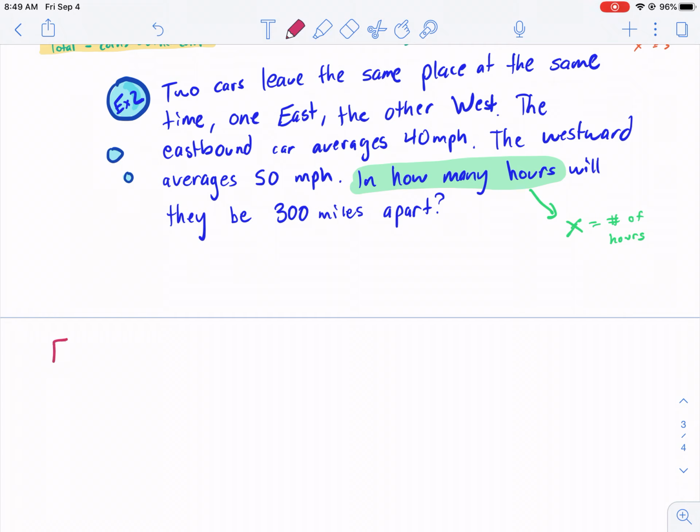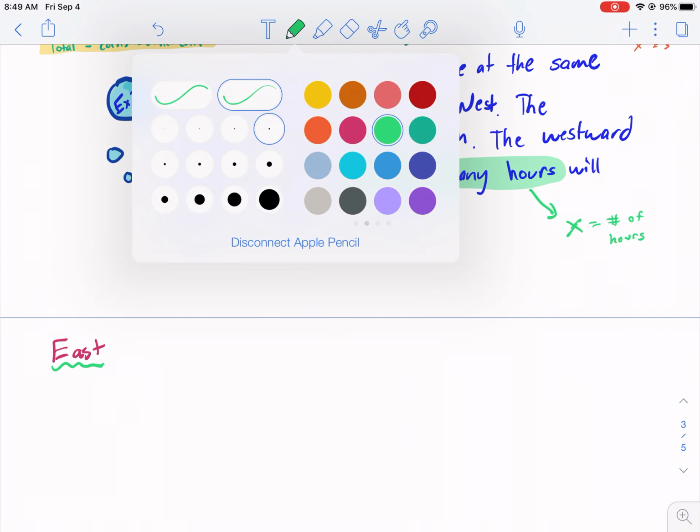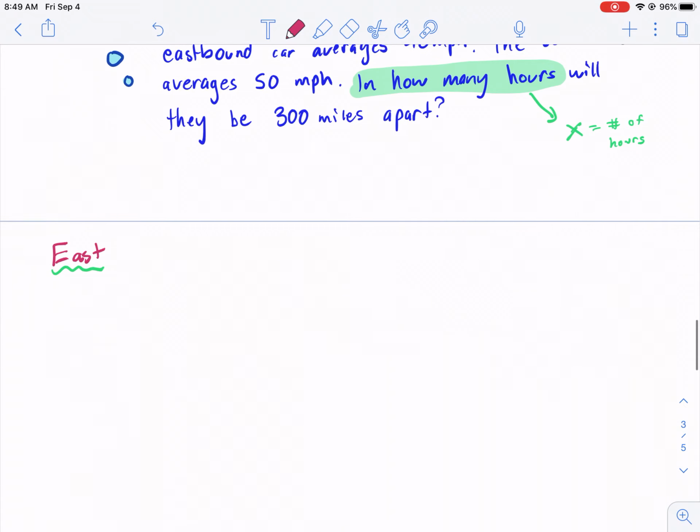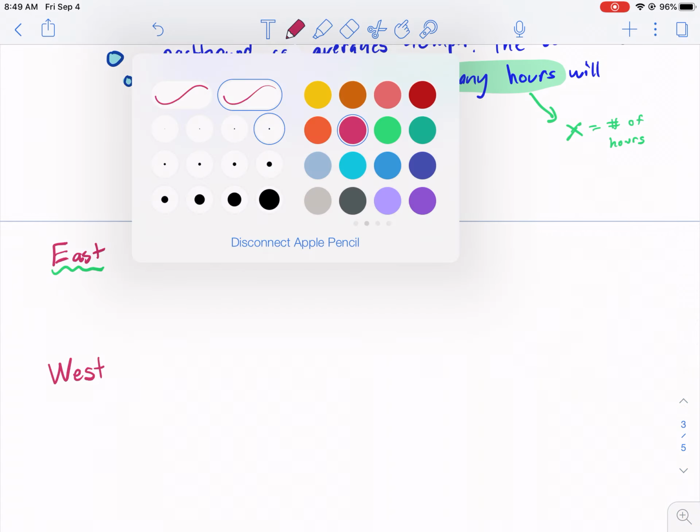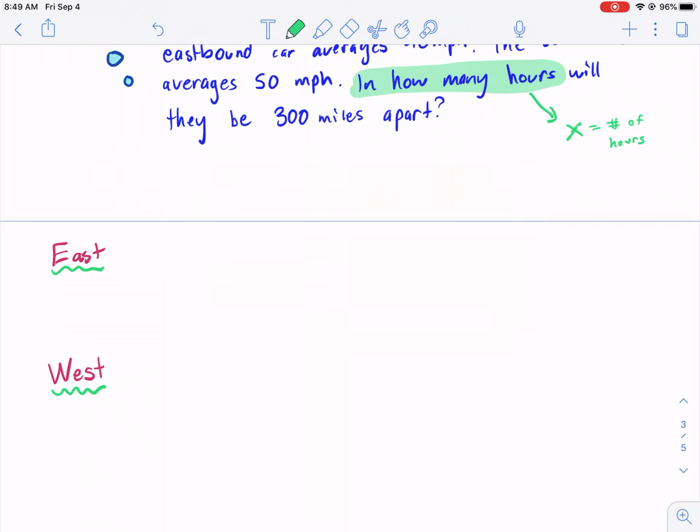We have one going east. Okay, this one's the east car, and then the much better car, obviously going in a much better direction, west. It's okay, we all make mistakes. West is the better way to go.